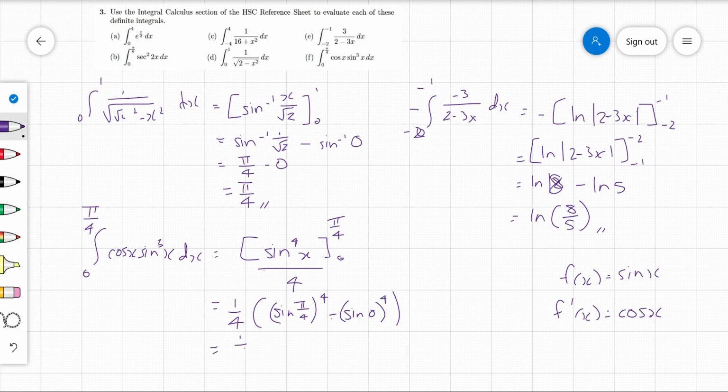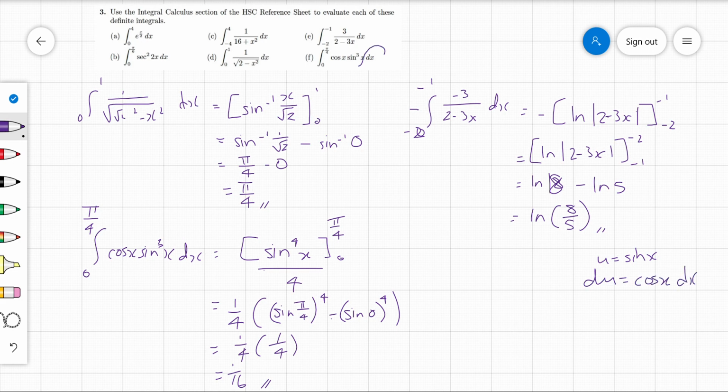So I've actually got a quarter times, now sine pi on 4 is 1 on root 2, to the power of 4 would be a quarter. So you've actually got a quarter times a quarter, which is 1 on 16. Okay, so that one you could have also done using the u's. Some people find that more confusing. If I made u equals sine x, then du equals cos x dx. And you can see that whole part, cos x dx, would become du.